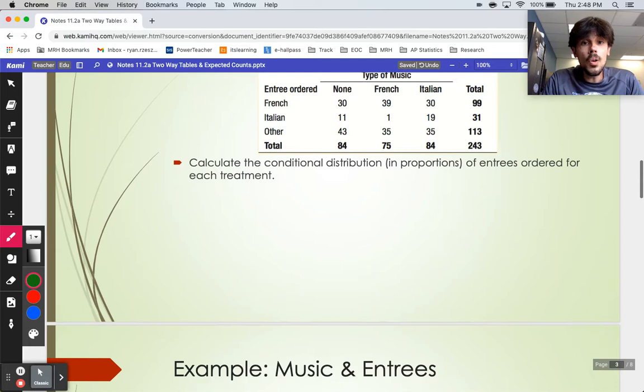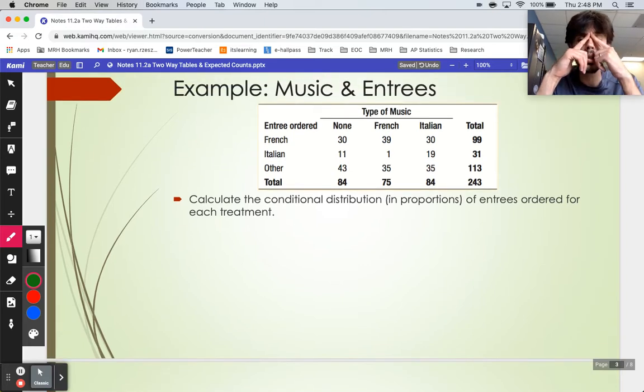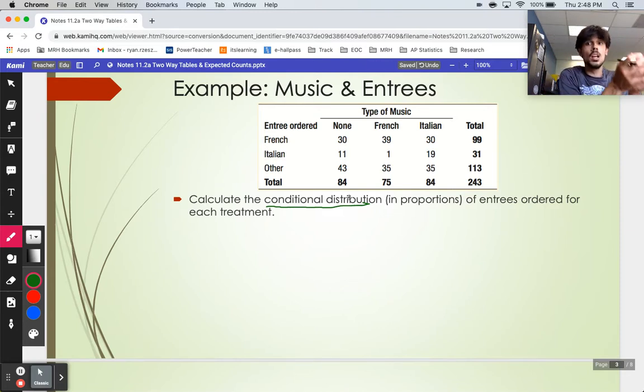So we've already learned tools that we could use to analyze a problem like this back in chapter 1. It goes back to the idea of a conditional distribution, a concept from chapter 1 that I said was sneaky difficult. It was that idea of breaking your data up into different piles and calculating percentages for each one. They ask us to calculate our conditional distribution of entrees ordered for each treatment.